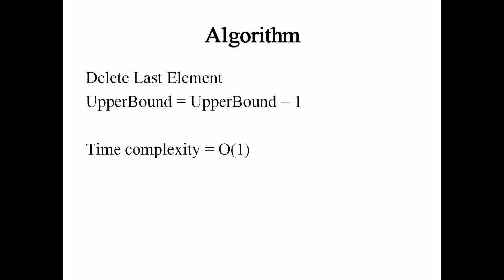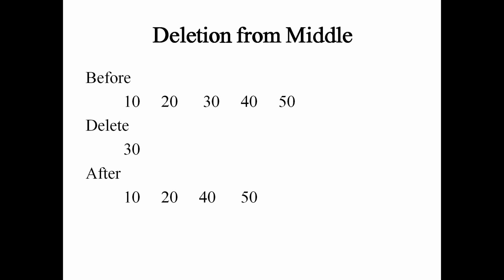The algorithm is very simple. Decrease the upper bound. Previously we had 4 and we need to decrement it by 1. So 4 will become 3. Upper bound is equal to upper bound minus 1. No shifting. So what is the time complexity? Time complexity is order of 1. We are not shifting any elements and we are not traversing through any loop. So very efficient.